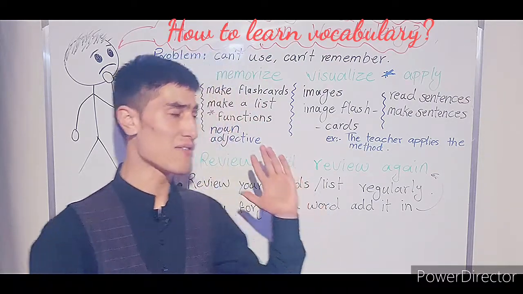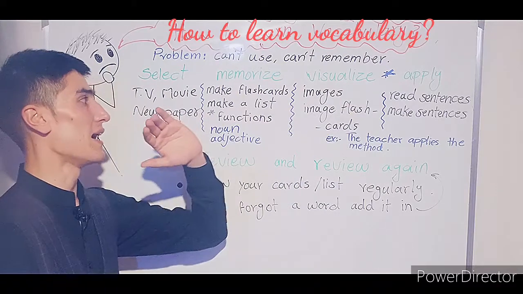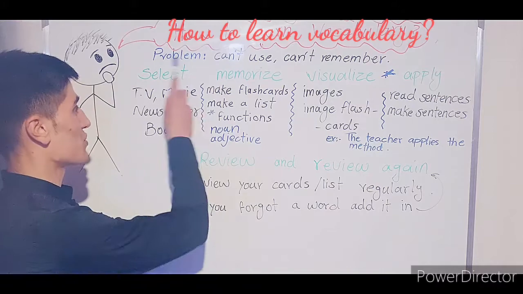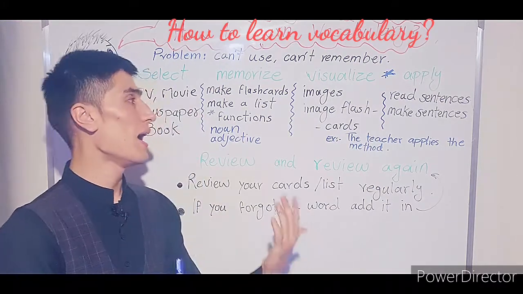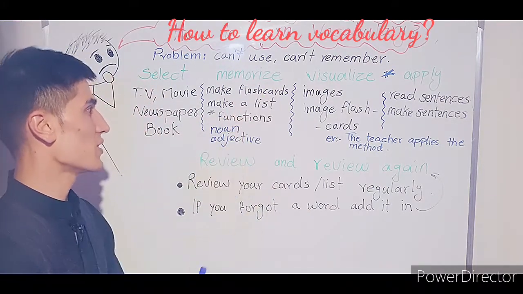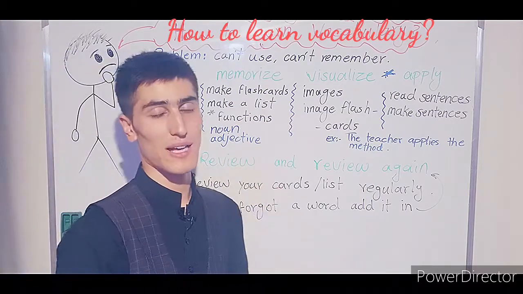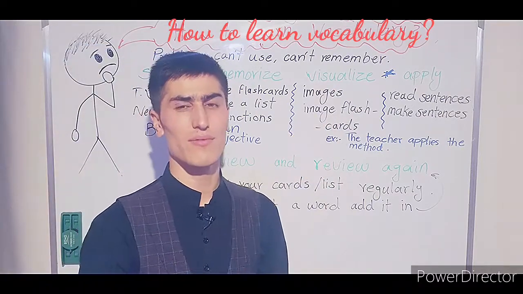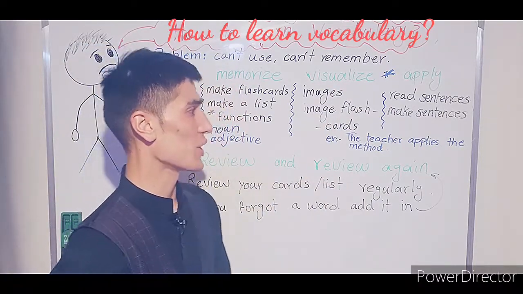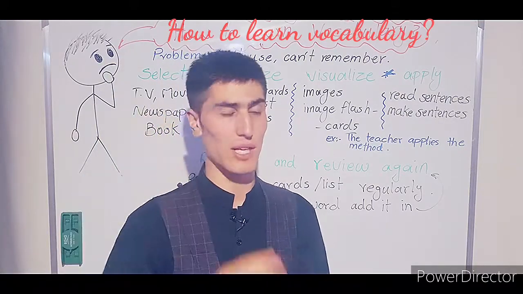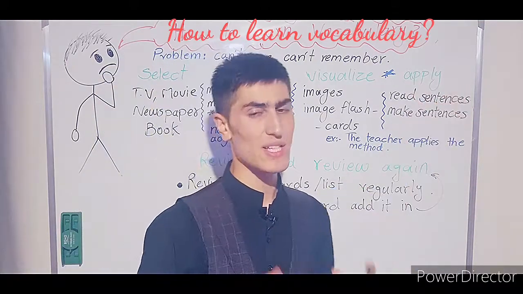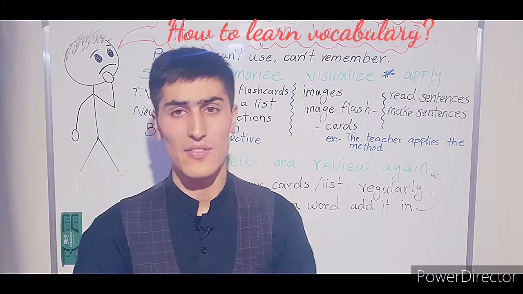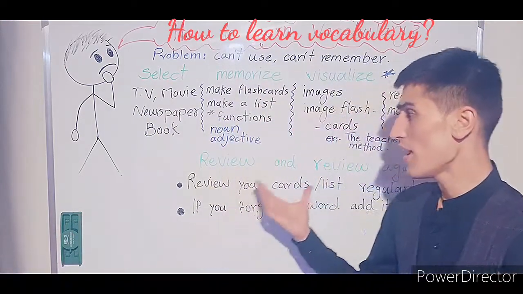Okay? So these were the 5 steps for memorizing the words and to remember them after a very long time. The first one was to select the words from anywhere that you want, and then memorize the words, use flashcards, write the functions, write the meanings, try to write it in English to English or mono language, and then visualize them, find images about them, find footages about the words in order to keep them in your brain for a very long time. And then apply the words, read sentences about those words or related to words, and make sentences a lot. And the last step was to review again.